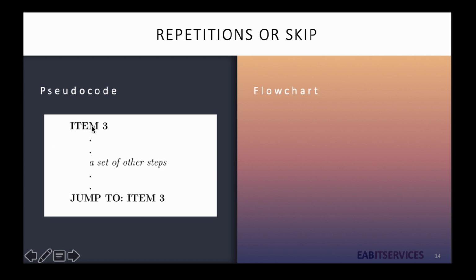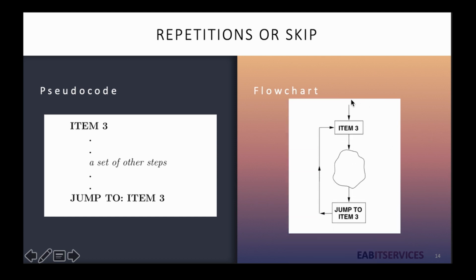And then you go back all the way to item 3, you process it again, you get to this, and then you check that condition. If the result you want is not attained, you move back. And in so doing, we say you are within a loop. A flowchart representation will be this. We flow to item 3, we enter into a loop, and then we jump to item 3.